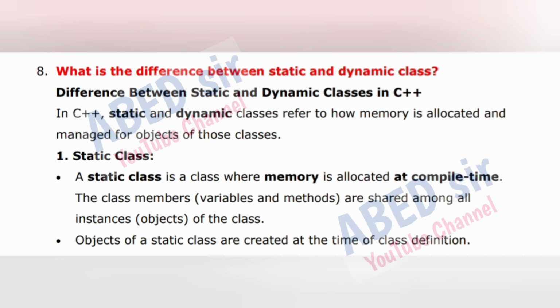What is the difference between static and dynamic class? Difference between static and dynamic classes in C++. In C++, static and dynamic classes refer to how memory is allocated and managed for objects of those classes. 1. Static class. A static class is a class where memory is allocated at compile time. The class members, variables and methods, are shared among all instances, objects of the class. Objects of a static class are created at the time of class definition.